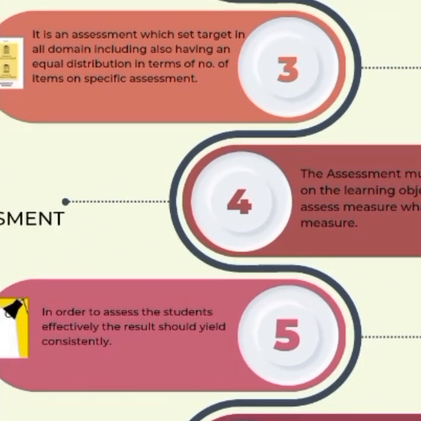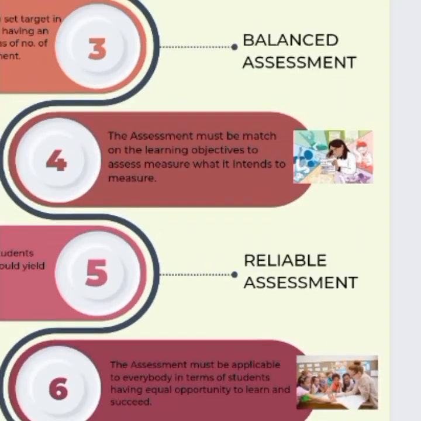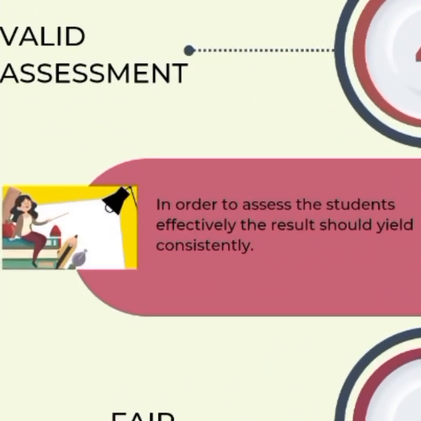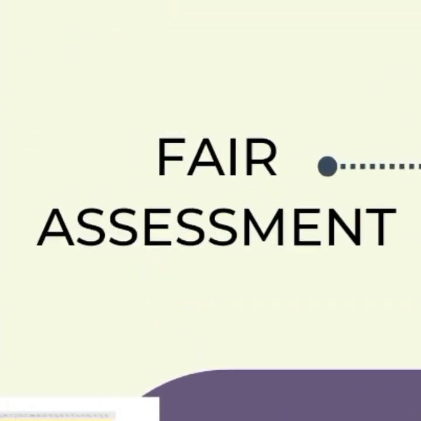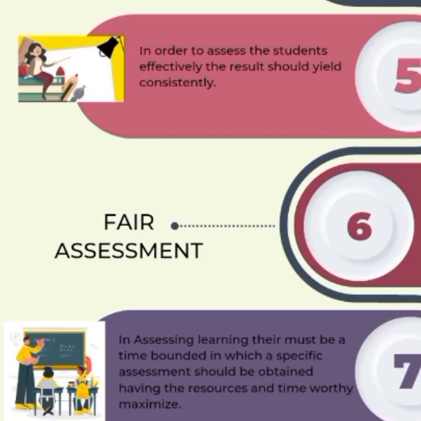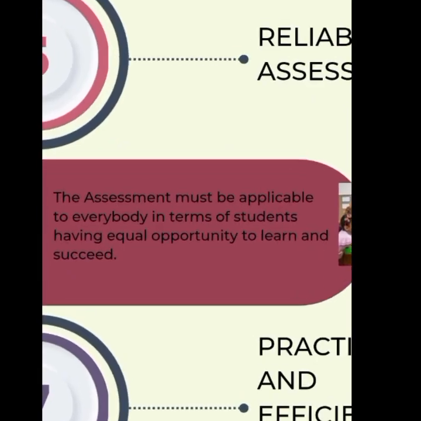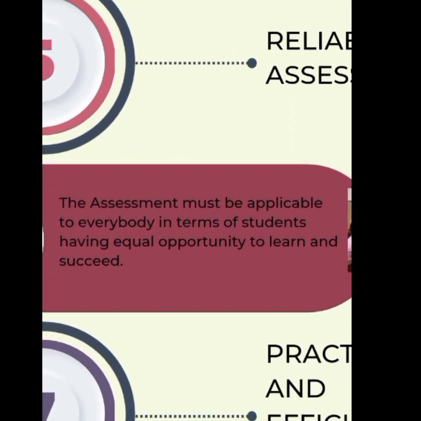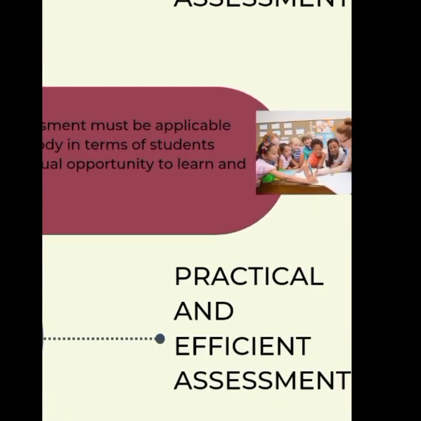Then the fifth one is reliable assessment. When we talk about reliable assessment, in order to assess the students effectively, the results should be consistent. The sixth one is fair assessment. For fair assessment, the assessment must be applicable to everybody, in terms of students having equal opportunity to learn and succeed. The next principle is practical and efficient assessment.